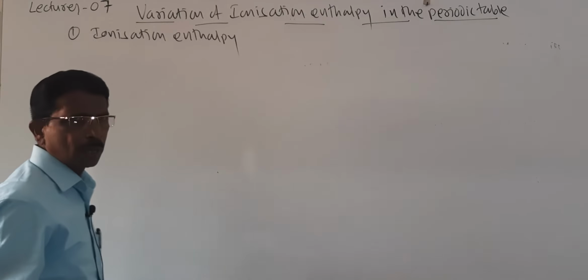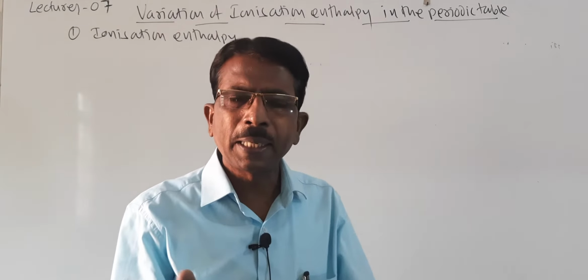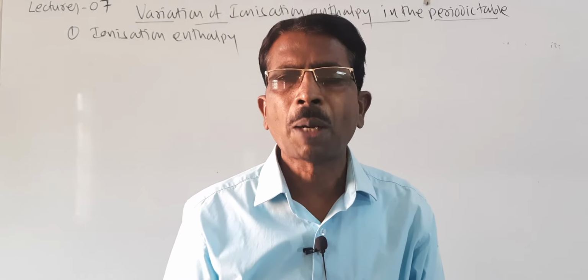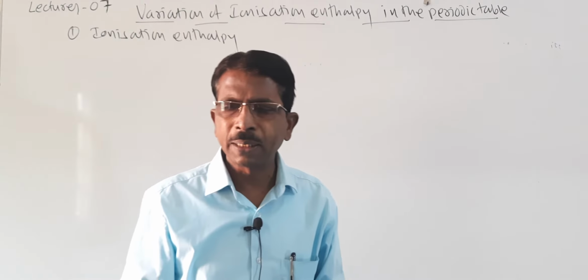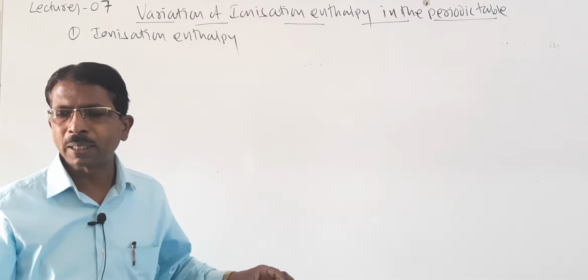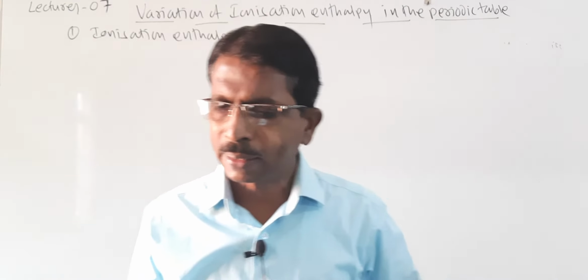Look here students, ionization enthalpy down the group, what happens? If you move down the group from top to bottom, the ionization enthalpy decreases. Why does it decrease? The ionization enthalpy goes on decreasing. Why does it decrease? There is a reason.